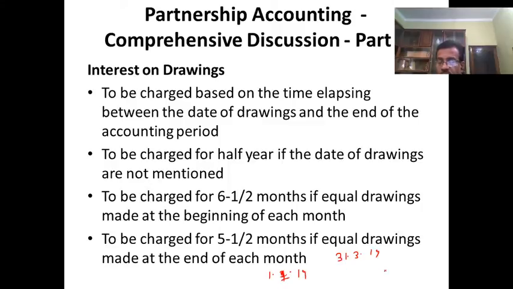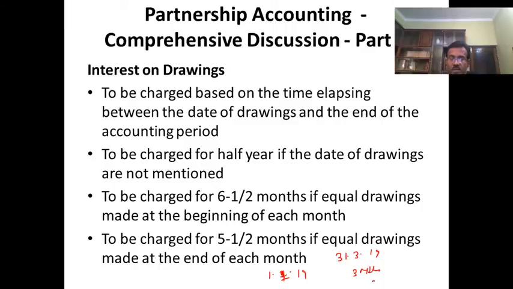So for 3 months, interest on drawings should be charged at the rate mentioned in the partnership agreement. If nothing is mentioned, then there will be no interest on drawings. If it is mentioned, then there will be interest on drawings. And it should be based on the time for which the drawing amount was outstanding. Okay. And there are certain thumb rules for this.